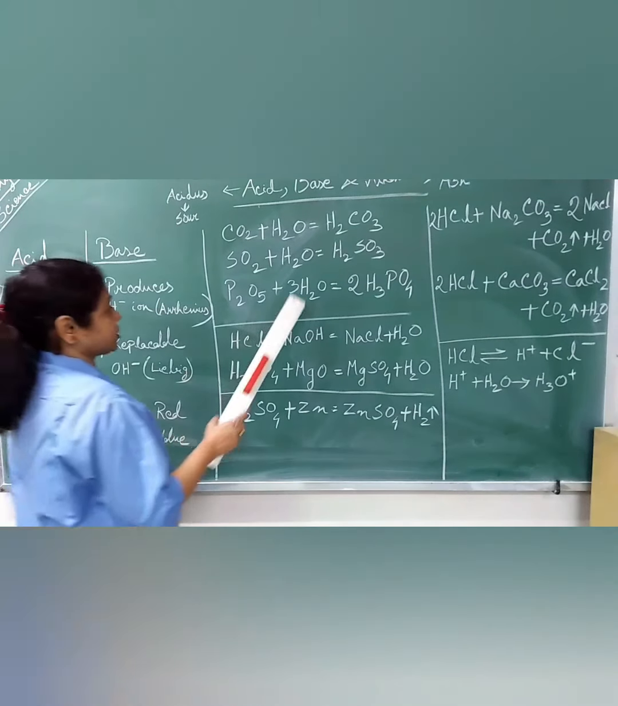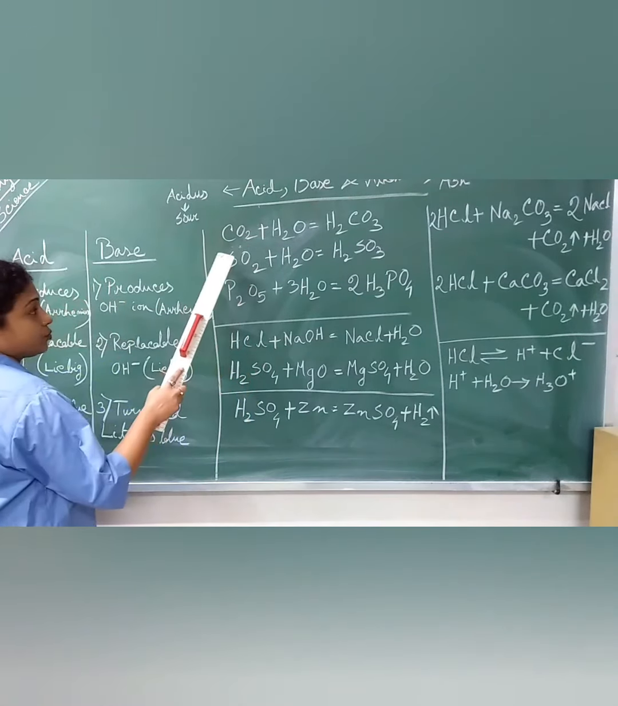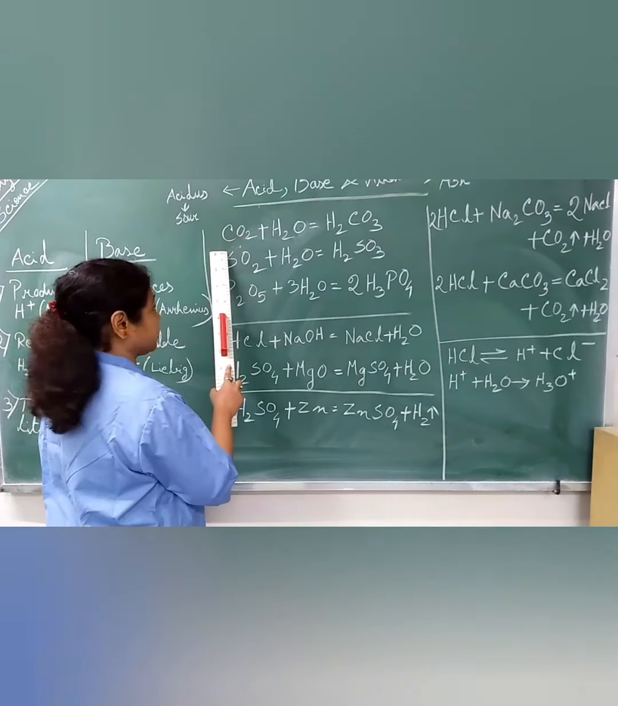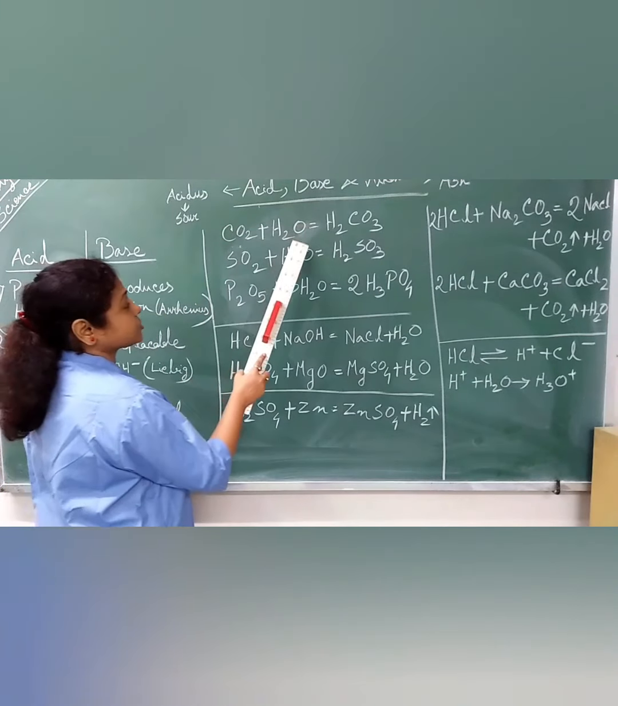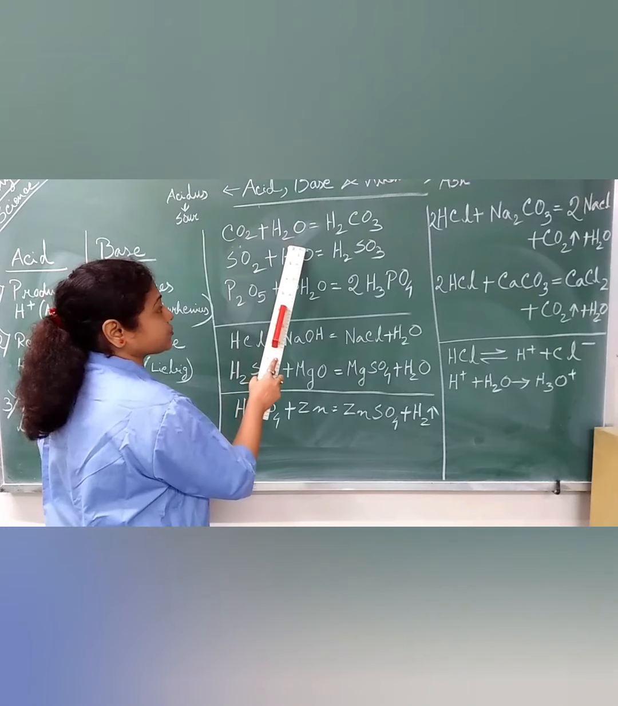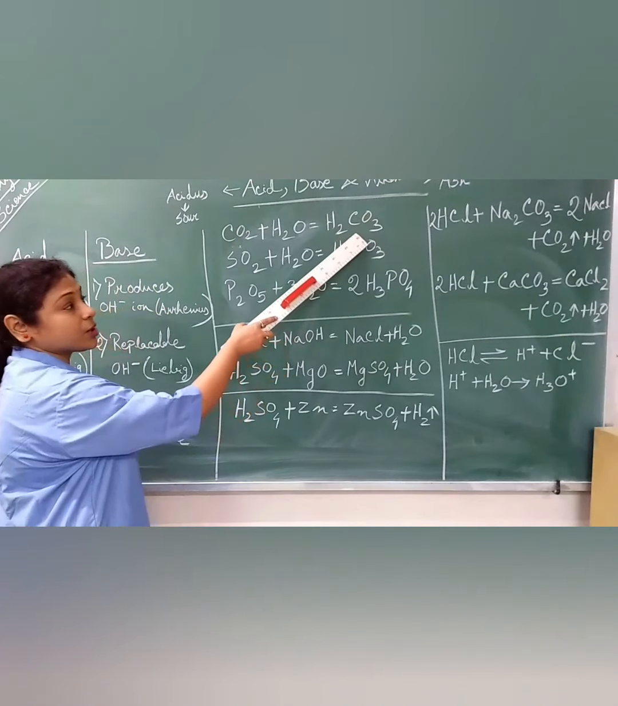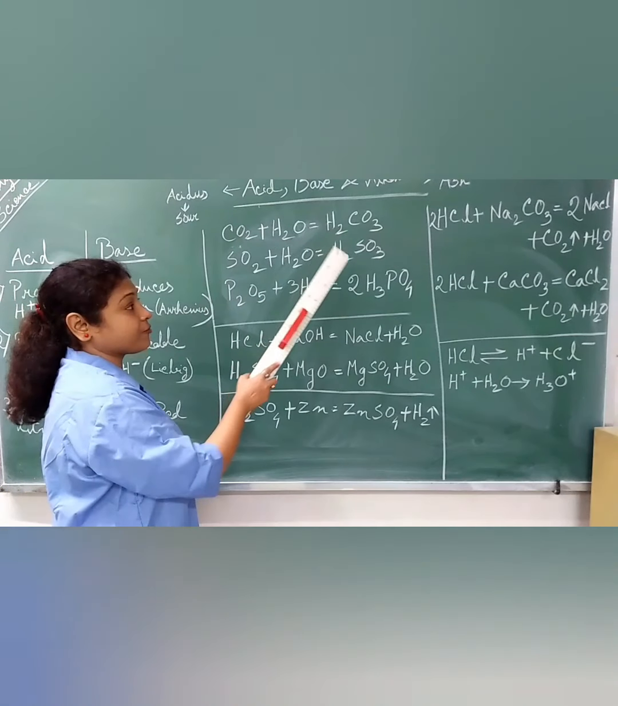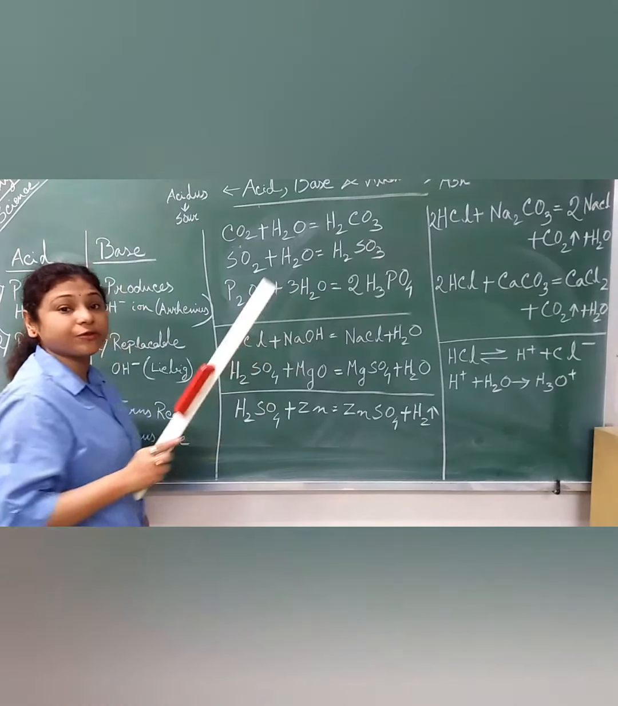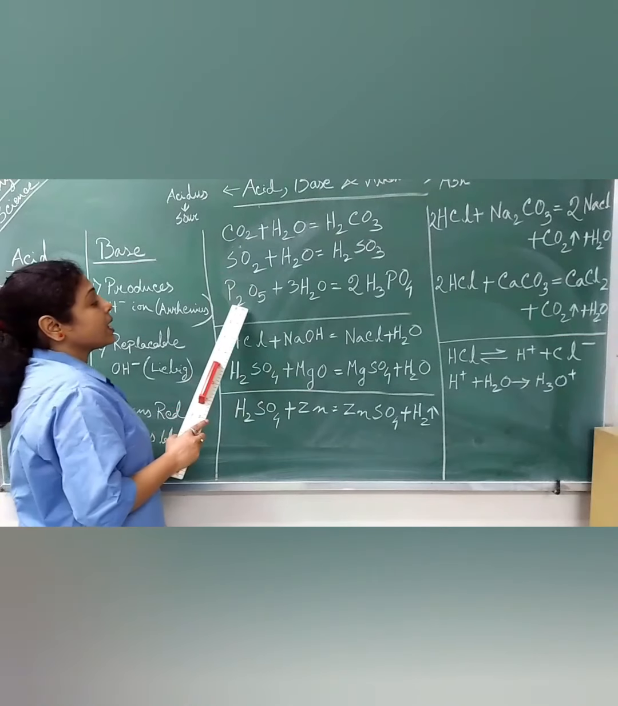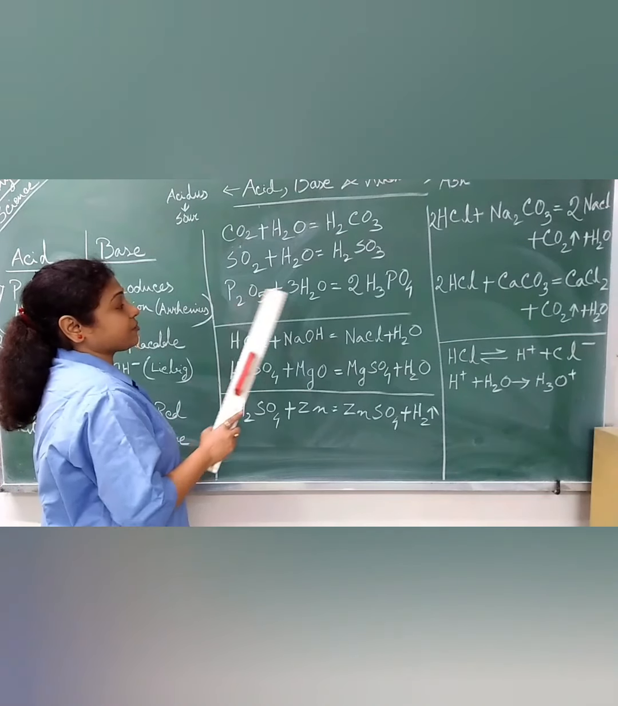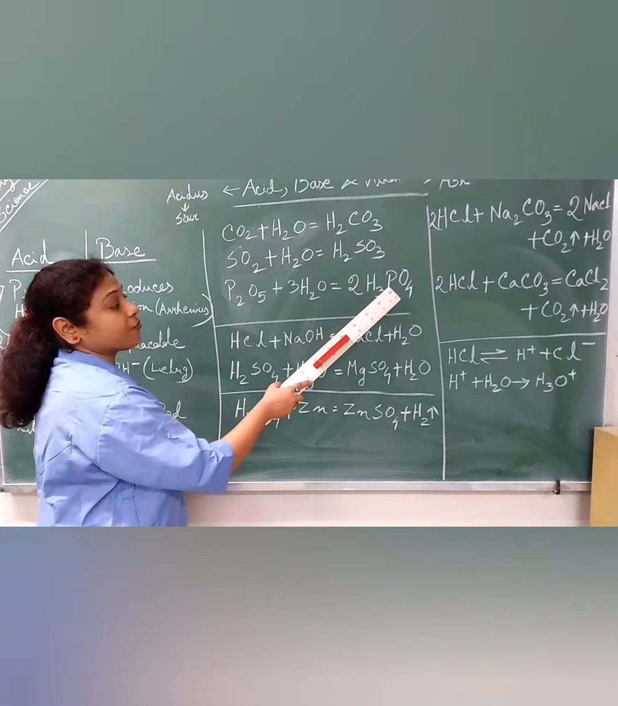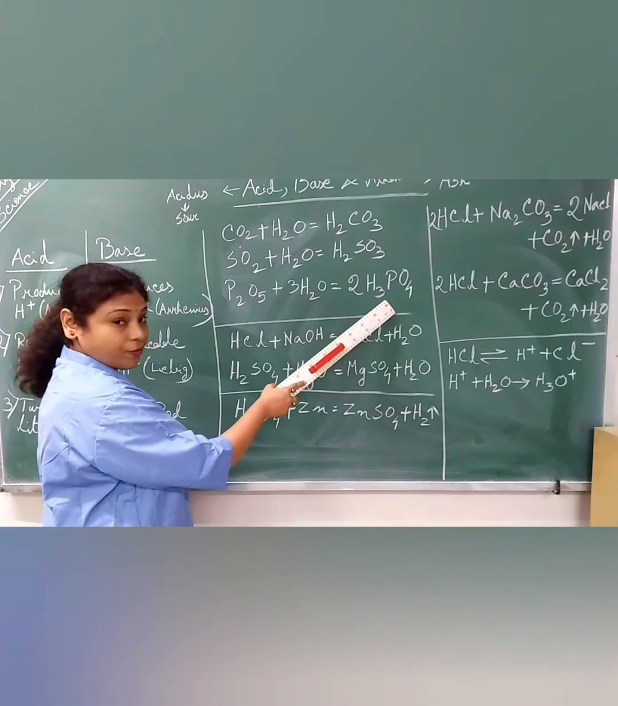Now come to the reactions. CO2, that means oxide of carbon, reacts with water, carbon dioxide plus water, forming carbonic acid H2CO3. Sulfur dioxide plus water forms H2SO3, sulfurous acid. Phosphorus pentoxide reacts with water to form phosphoric acid H3PO4.